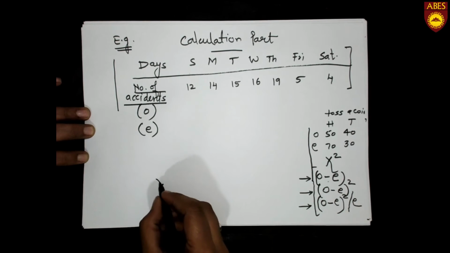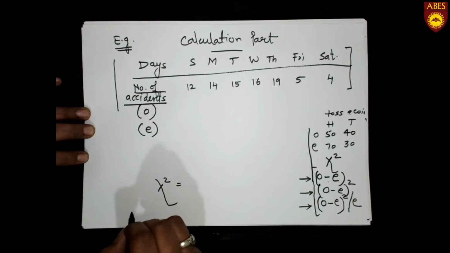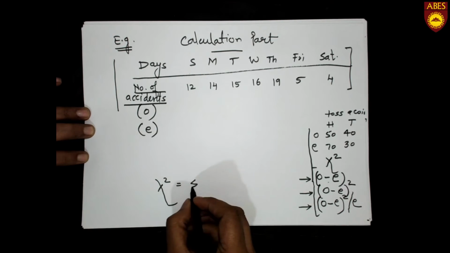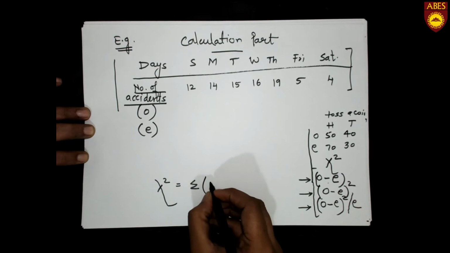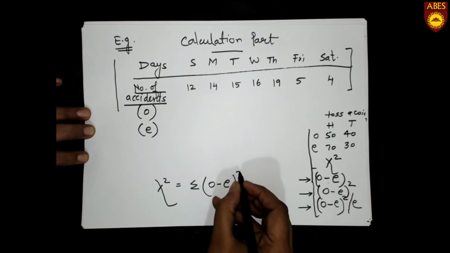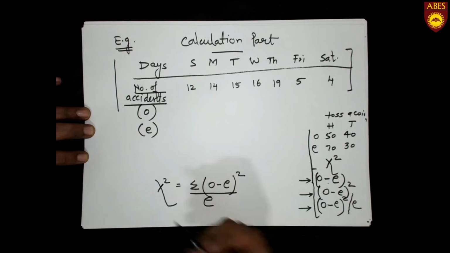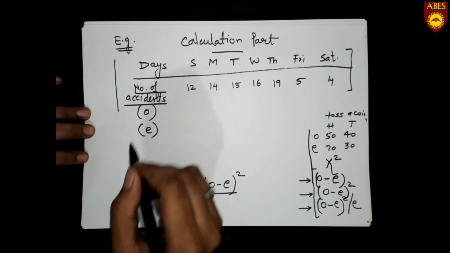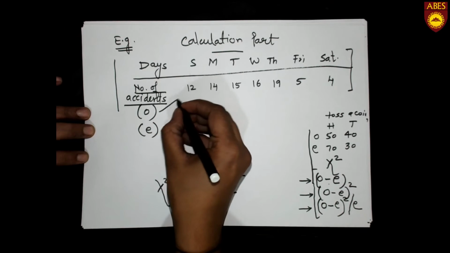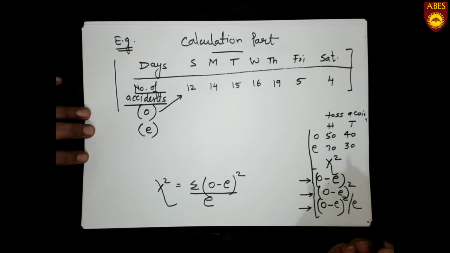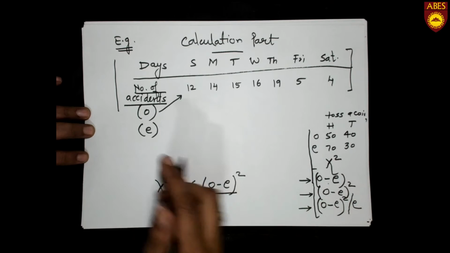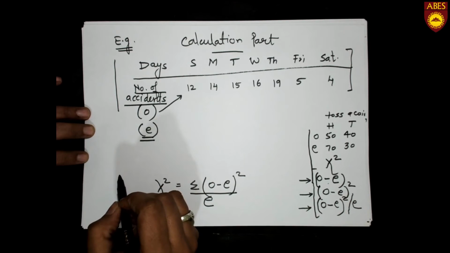So I can ultimately conclude that my chi-square value is the summation of (O minus E) square upon E, that is, the denominator will be your E value. And I have to sum the values over the different experiments. Now in this case, the O value is given to you, but my question to you is how I can find the E value.